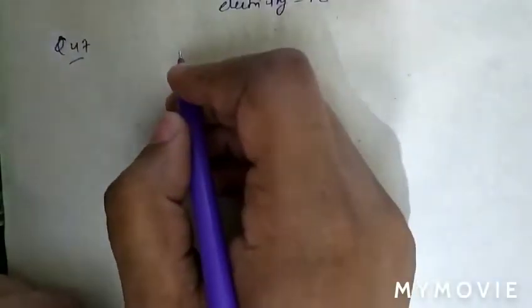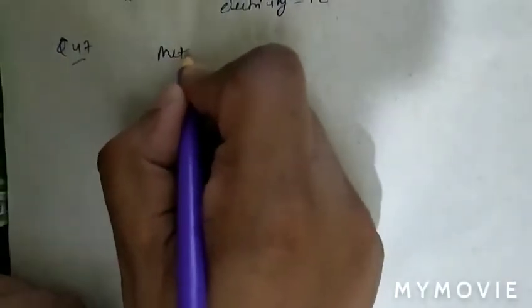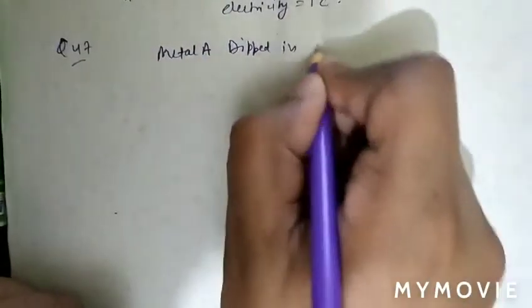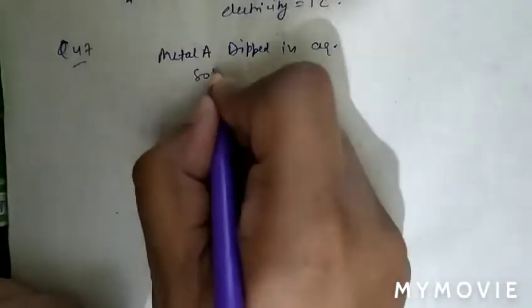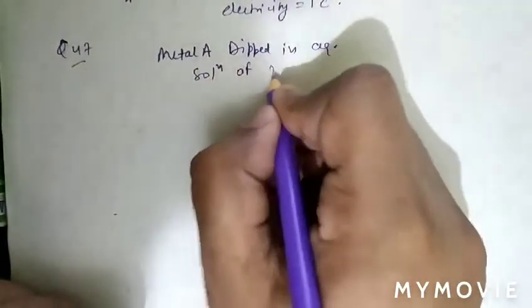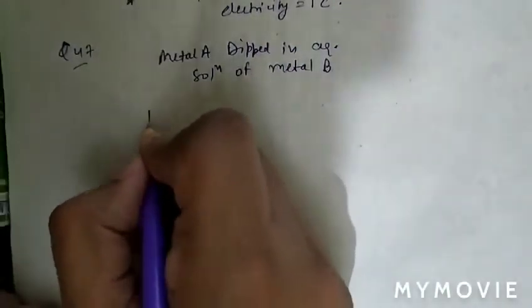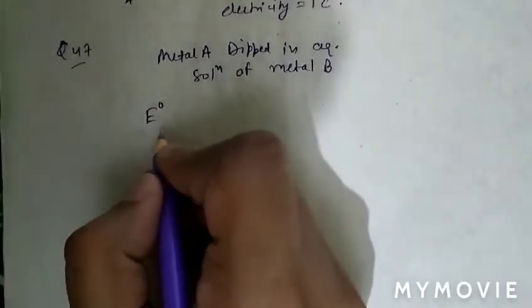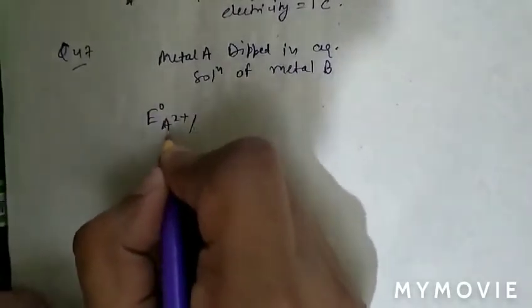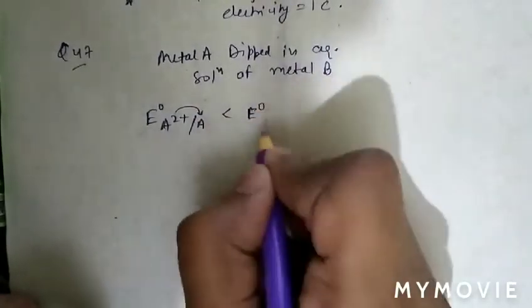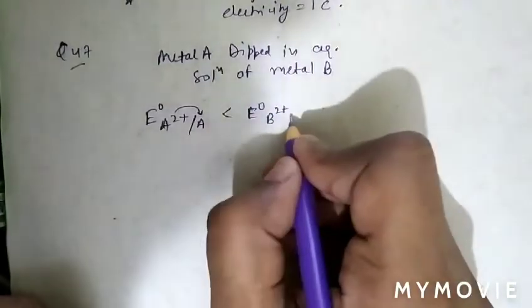See question number 47. In question number 47, what is given there? A rod of metal A dipped in an aqueous solution of metal B, and their E naught values are given. As we can see, the E naught value for A2 plus changing into A is less than the E naught value of B2 plus changing into B.